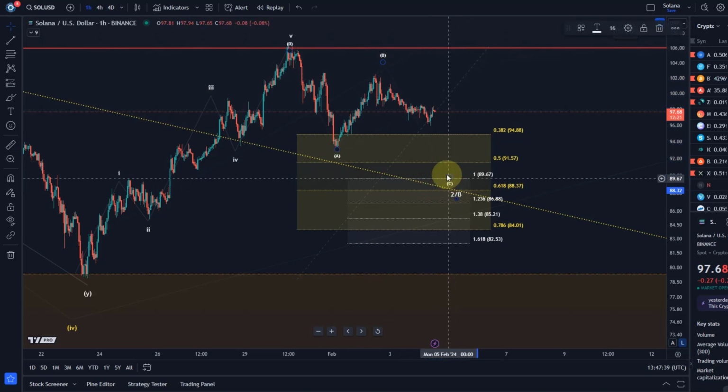And then in case the ABC structure, a more complex wave 2, plays out here, we have an additional target zone for the wave C, which is basically between $89.67 and $82.50. So ideally, I don't even want it to go below $84, right? Below that level, I start to think it's failing.